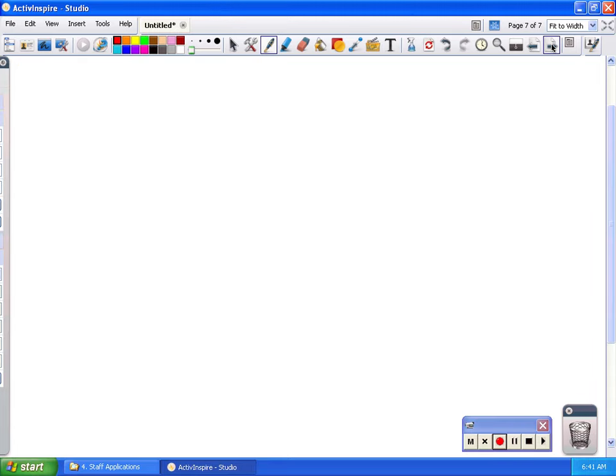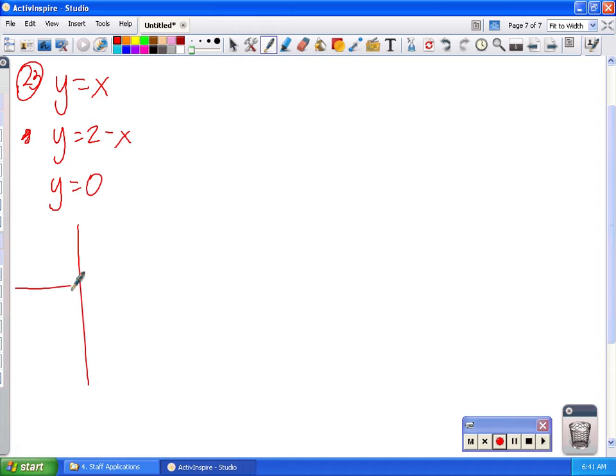All right, let's see, we've got a couple more here. 23. 23 has 3 functions. Y equal x, that's the identity function. Y equal to 2 minus x is another line. And y equal to 0. So let's see what we got going on here. We can graph this one pretty easily.